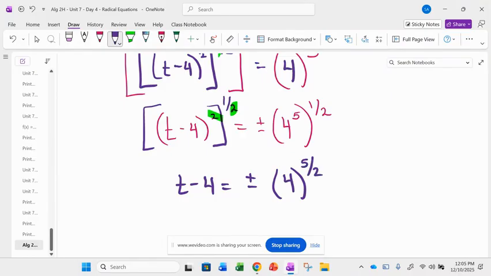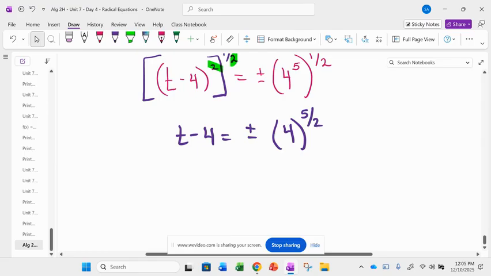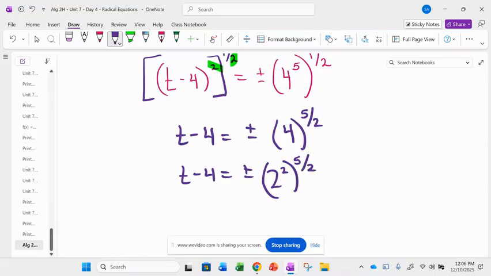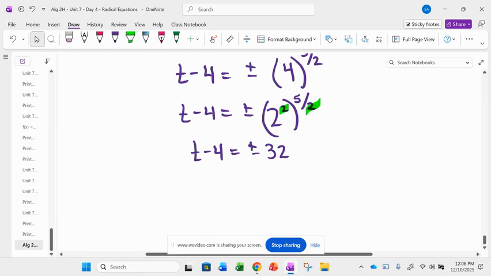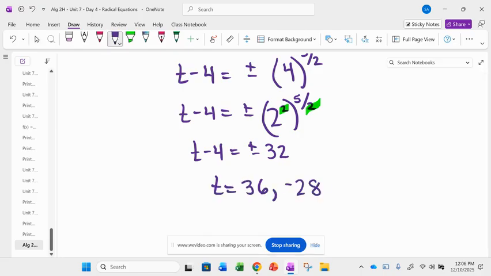What am I going to tell you to change that 4 into? Good, 2 squared. t minus 4 is equal to plus or minus 2 squared raised to the 5/2. That way we can cancel out the 2's. So now we have t minus 4 is equal to plus or minus 32. So we'll have two answers. t will equal 36 or negative 28.